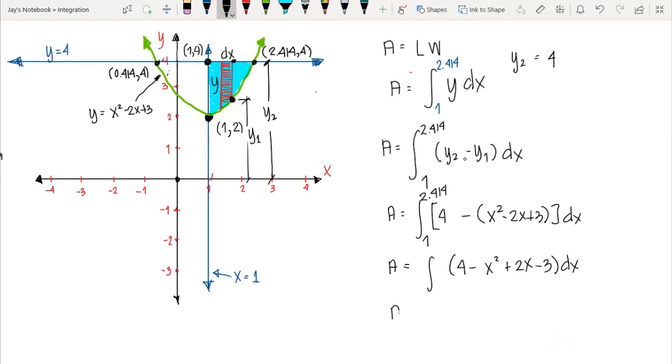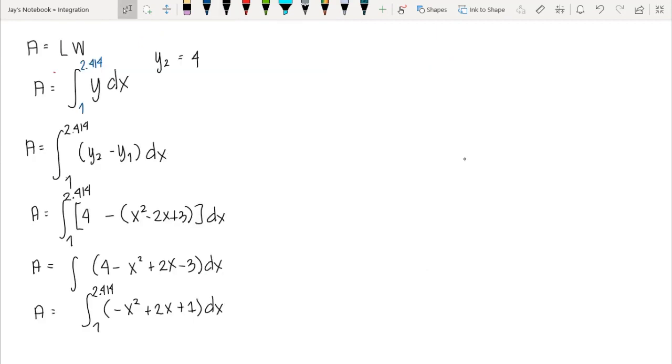So we have the area equal to the integration of negative x squared plus 2x. We can combine 4 and 3. Then 4 minus 3, we have plus 1. And that is dx. So we have the limit from 1 to 2.414. Then we have to integrate them individually. We have A equal to negative x cubed over 3 plus x squared plus x, and the limit is from 1 to 2.414.